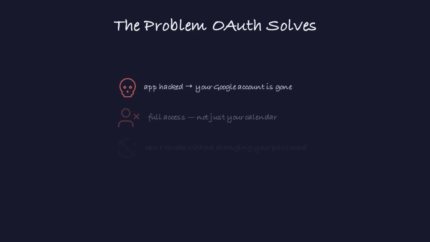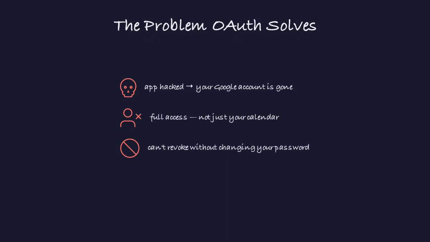And it's catastrophic. The app now has your password. If they get hacked, your Google account is gone. If they're malicious, they have full access, not just your calendar. And you can't revoke it without changing your password, which kicks out everything else.